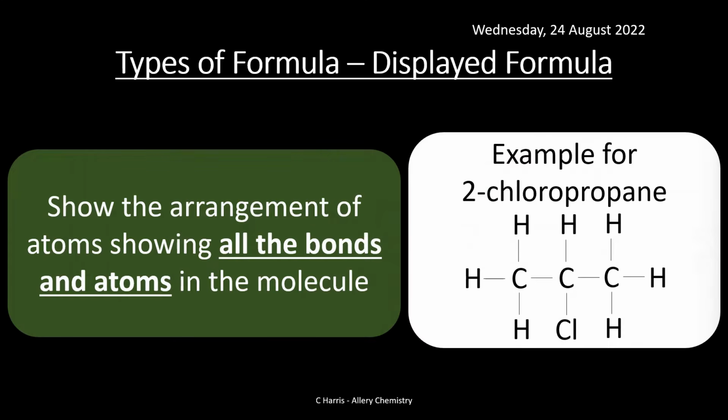Okay, displayed formula. So these show the arrangement of atoms, showing all the bonds and atoms in the molecule. So for example, this is 2-chloropropane. So you can see you've got all the bonds shown here. Basically these are covalent bonds being shown. Obviously you've got chlorine there. So anything to do with displayed formula is basically where you show all the bonds.